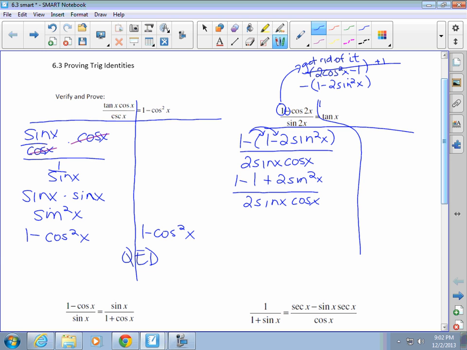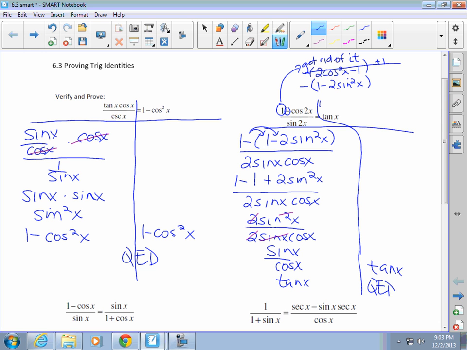So my 1 minus 1 will cancel. I have 2 sine squared x over 2 sine x cos x. Now I do any reducing that I can. So my 2 and my 2 will cancel. Sine x and one of these will cancel. So what I'm left with is sine x over cos x. And I know that sine x over cos x is just tangent x, which is the same as this side. So my proof is done.